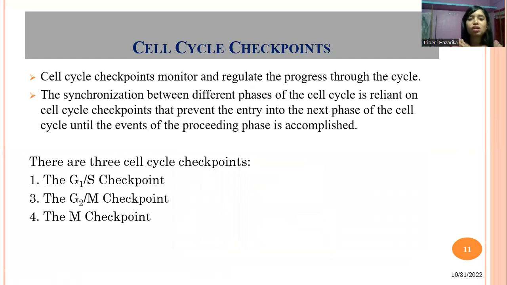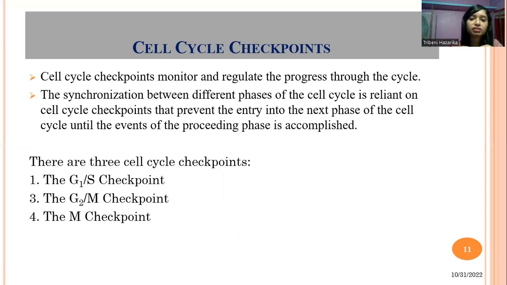Now, what are these checkpoints, or what are the internal control units? So these checkpoints, at each step of the cell cycle, are the internal controls. These checkpoints help us to know whether the preparations for cell division are sufficient or not, whether the requirements are sufficient or not. So this is checked by the checkpoints.